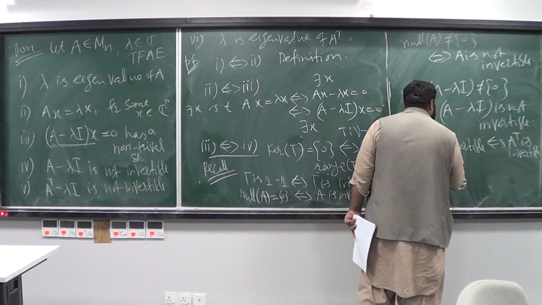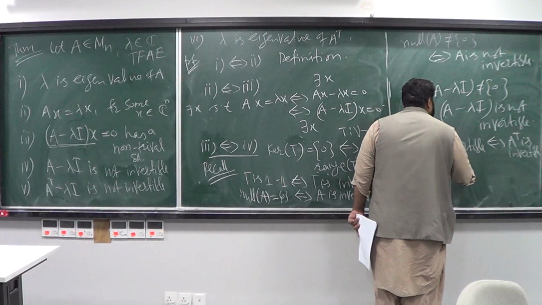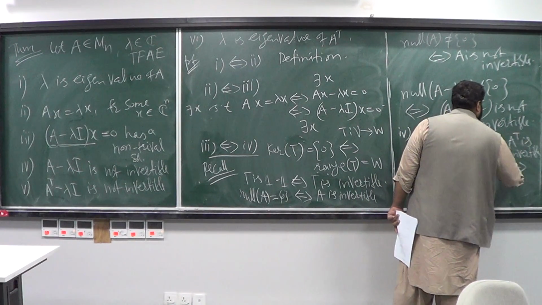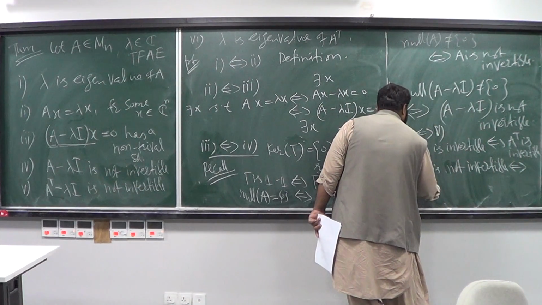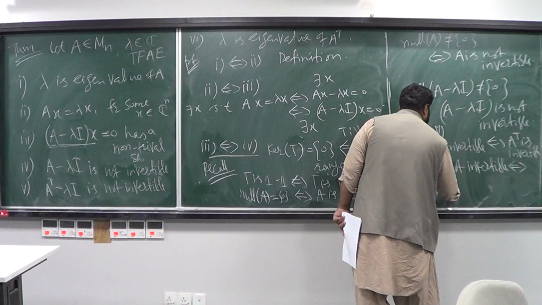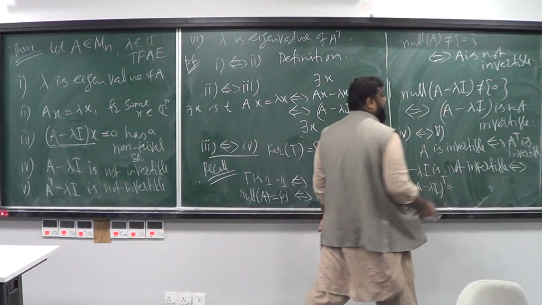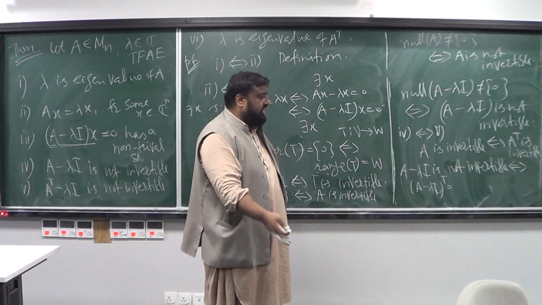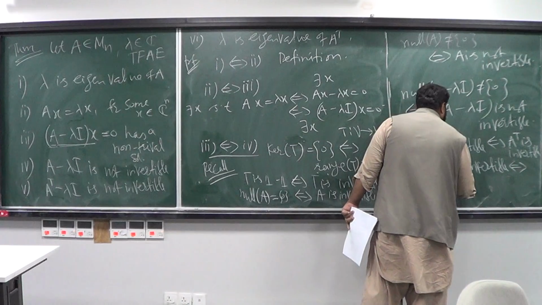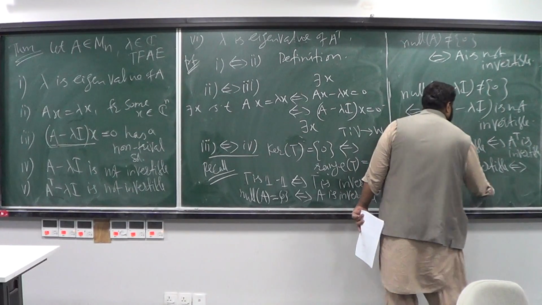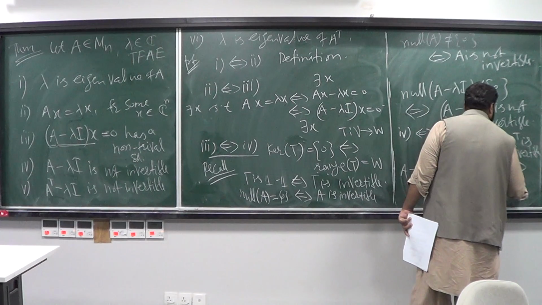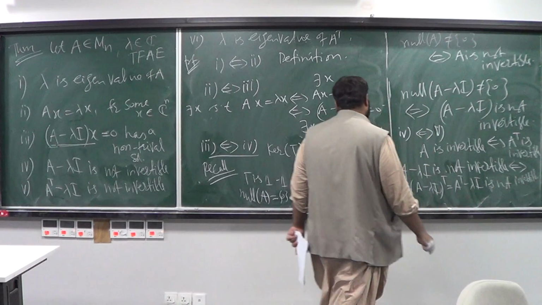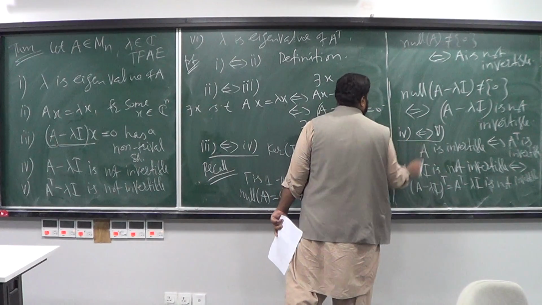So I'm going to say A minus lambda I is not invertible. Okay? This is not invertible if and only if its transpose, A minus lambda I transpose, which would be equal to A transpose minus lambda I transpose. So the I is an identity, it's a symmetric matrix, so it would stay same. In other words, A transpose minus lambda I is not invertible. Okay, so this is not invertible. So this shows that 4 and 5 are equivalent.